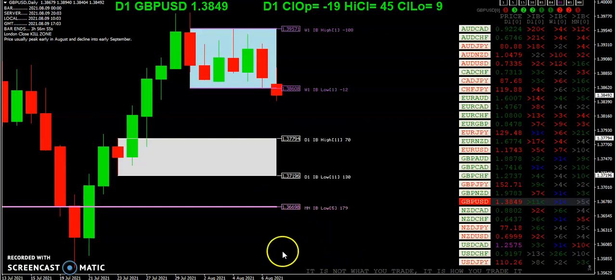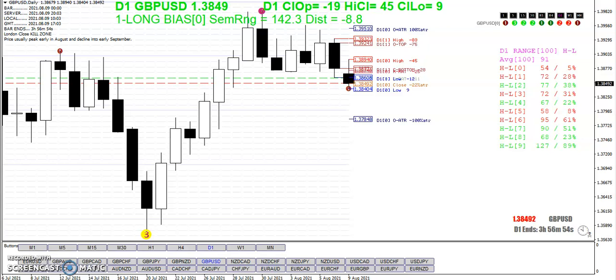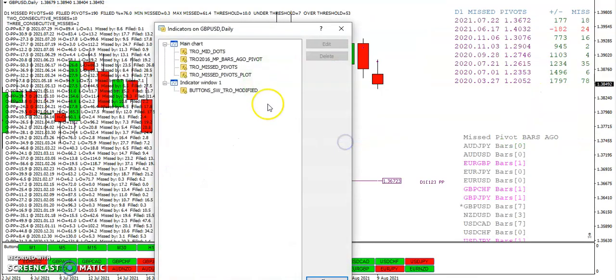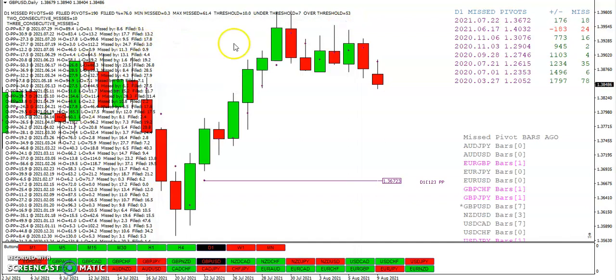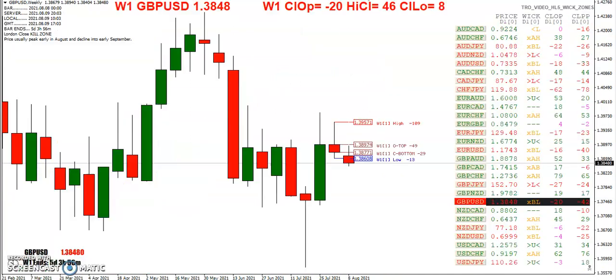Let's see, where was the pivots chart? No, that's not it. Right here. And you can download these indicators, the missed pivots and the missed pivots plot. I believe this is the missed pivots and this is the missed pivots plot. It plots these. So I guess with the rest of the time, we can just go through the charts here.